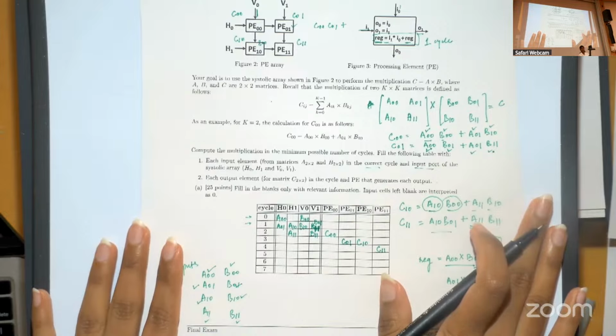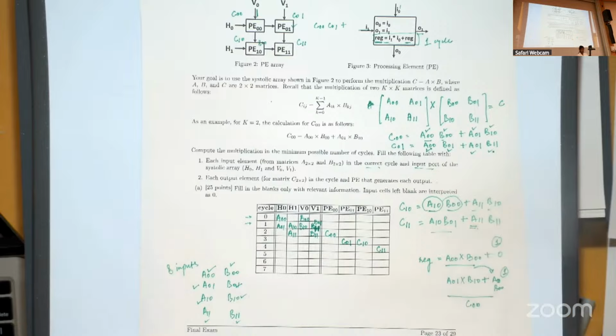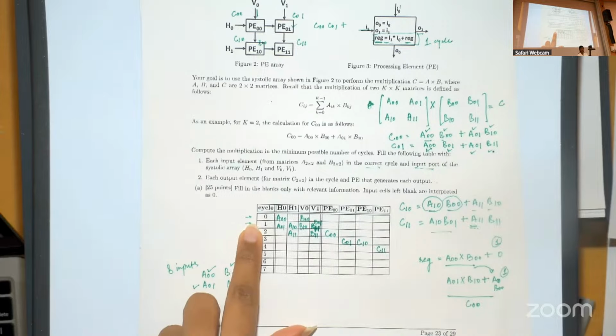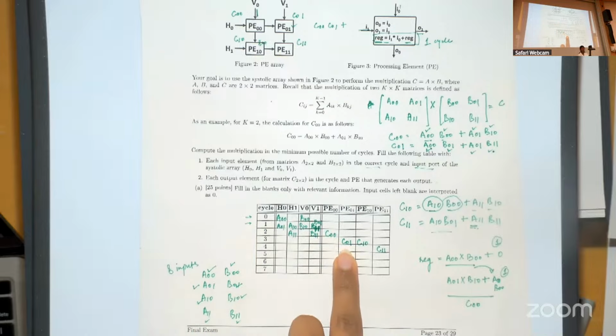Yeah. Just one question in the... This one? Yes. Should there in that cell be A00 times B10?